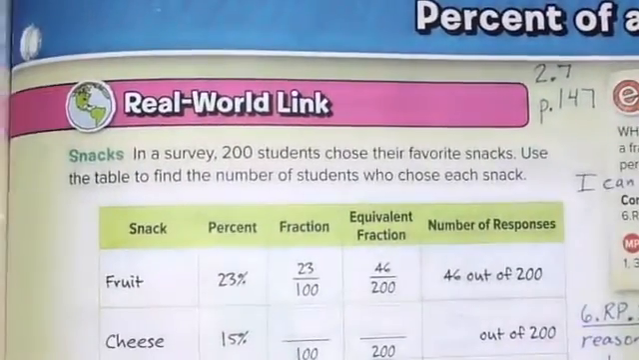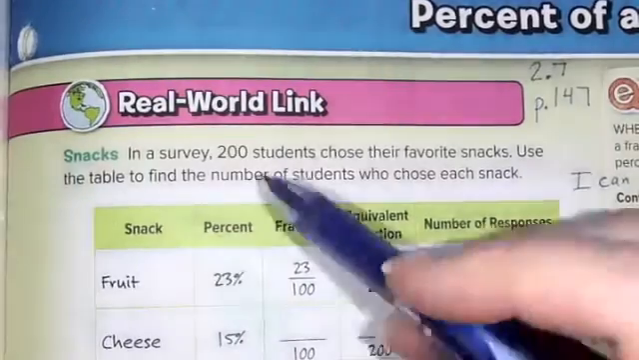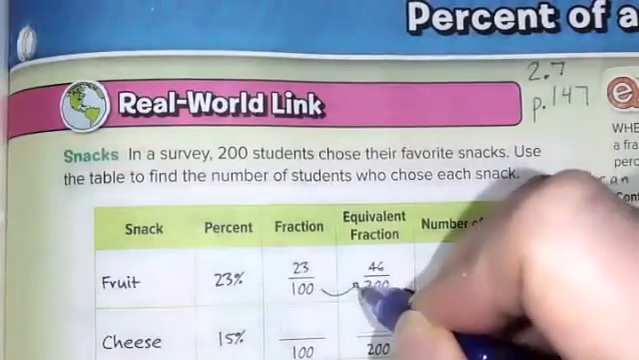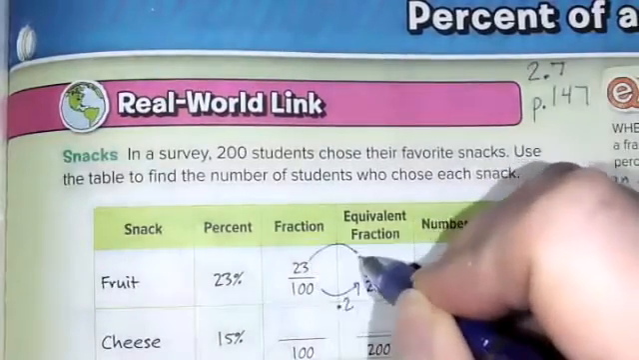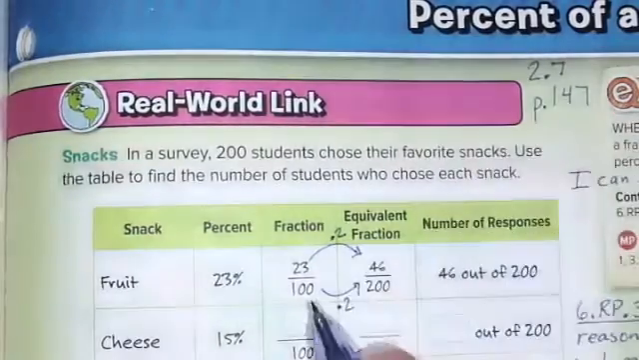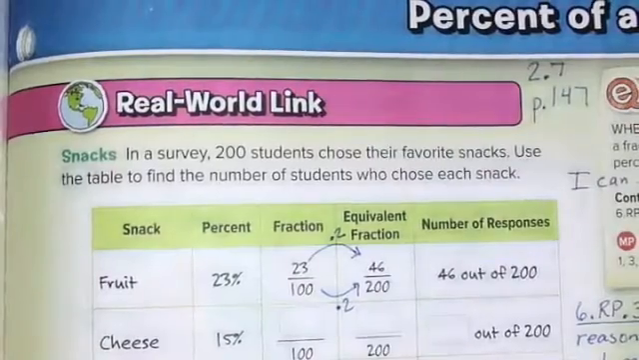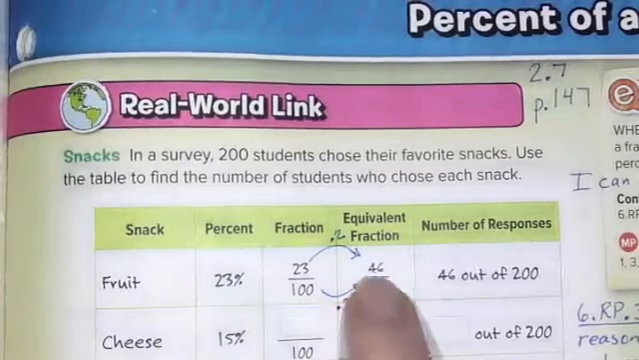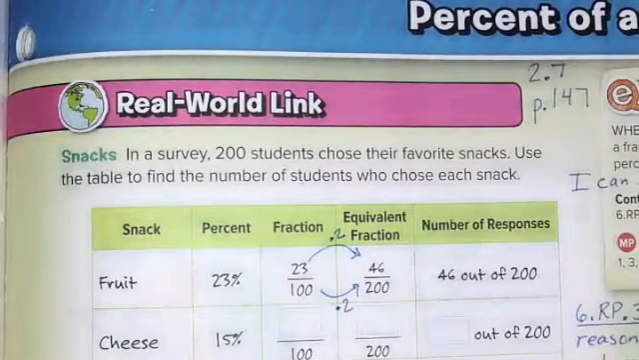To get that as a number out of 200, to find out how many students out of 200, we're just doubling those two numbers, numerator and denominator. So we double the denominator times 2. So we need to double the numerator times 2. So 23 times 2 is 46. So 46 out of 200 students chose fruit as their snack.